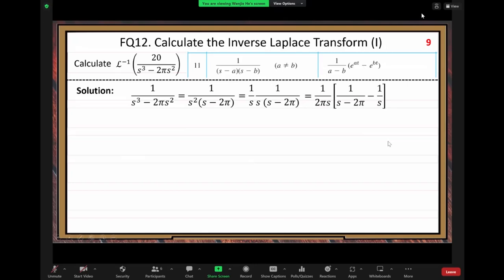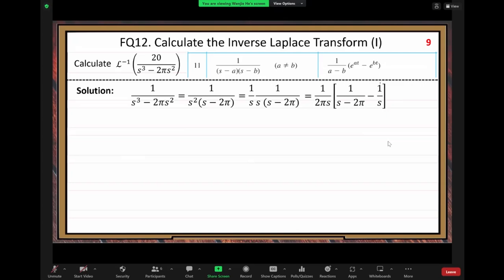Can you see this split? So 1 over s, I keep it. But inside the bracket, I do the subtraction of these two fractions. After we do the common denominator, the numerator is s minus s minus 2 pi, so there is a 2 pi. That's why we need to divide by 2 pi at the denominator. Can you see that? Yeah, so this step.